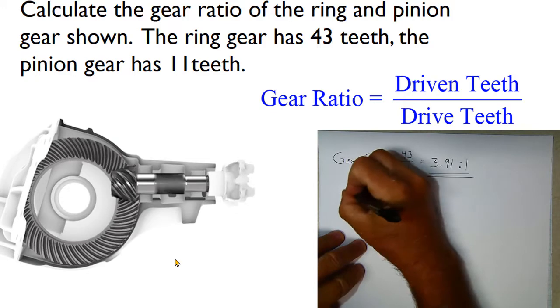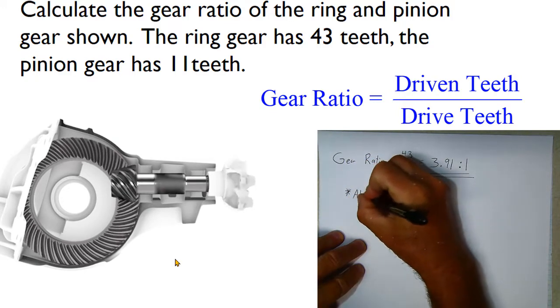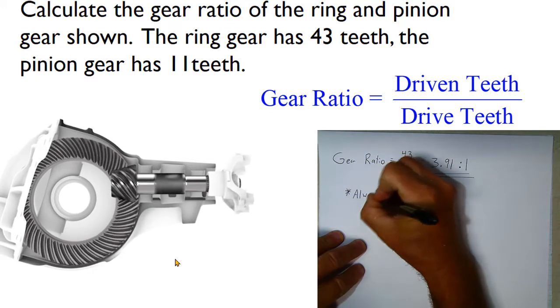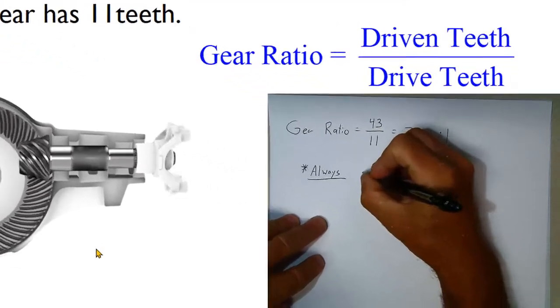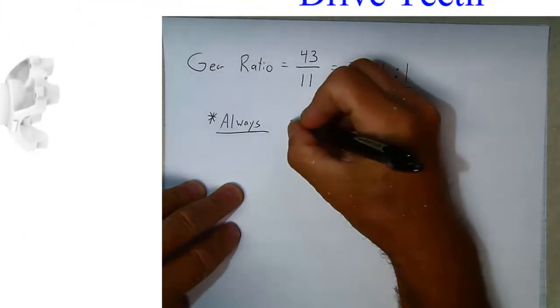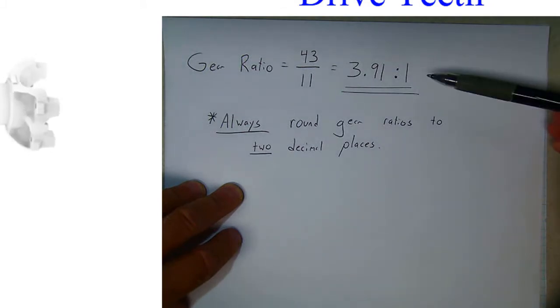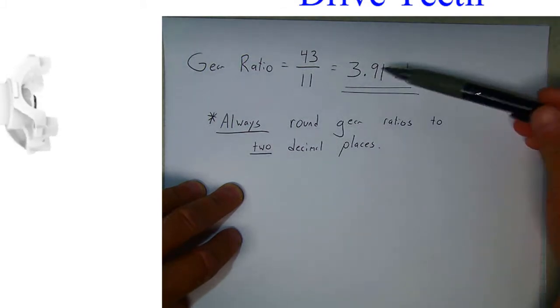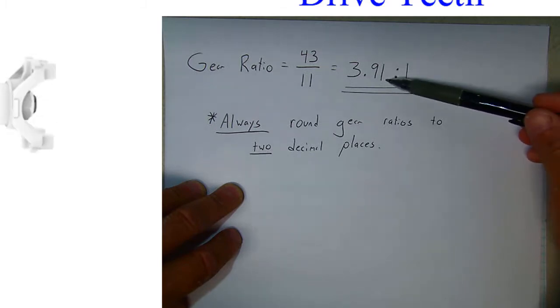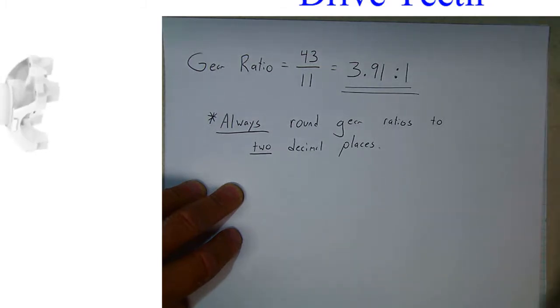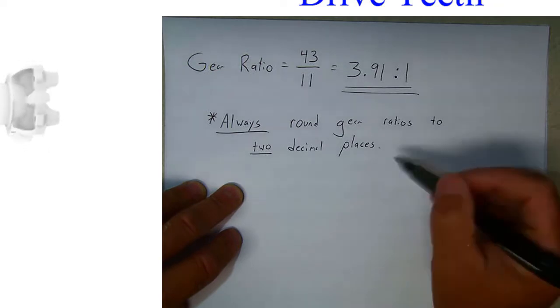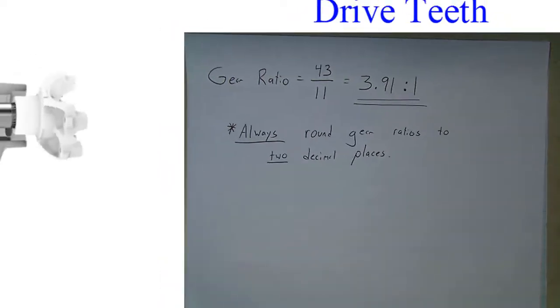Now, here's the thing to note. We always round gear ratios to 2 decimal places. And we do that just because that's the standard in the industry. When you read or study or replace a gear ratio, you will always see 2 decimal places on that, and we're going to follow that practice. 2 decimals on gear ratios.